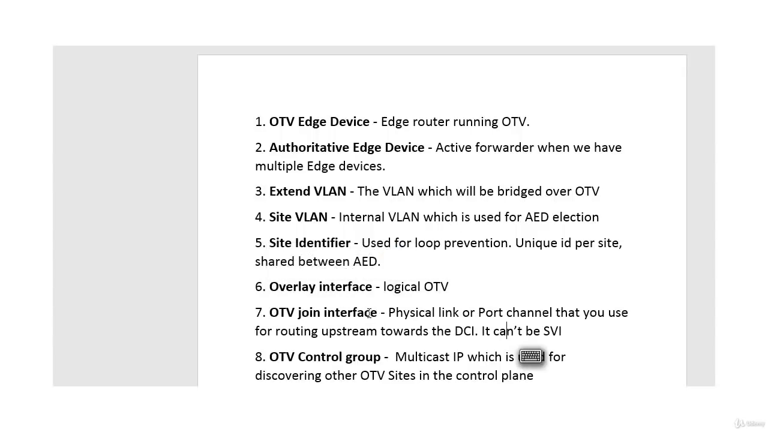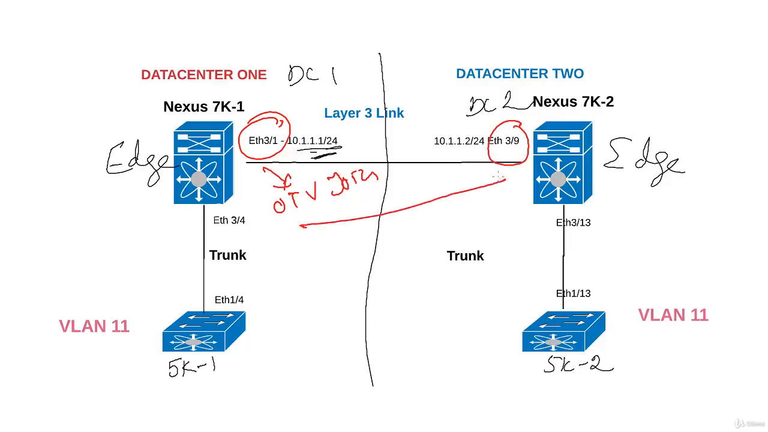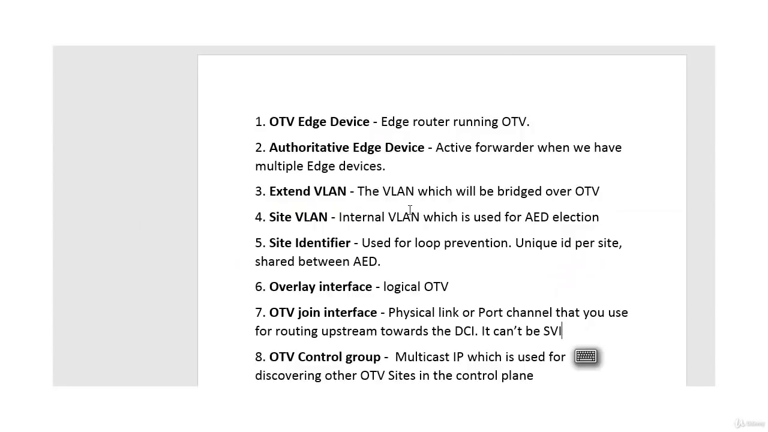OTV join interface. It is an interface where layer 3 is configured. Let me show you. This E31. One second, let me change this color. E31, this one is the join interface. OTV join interface. Similarly this one. All right, and there is a layer 3 between these two. These should be able to ping. You can have OSPF, EIGRP, BGP running, whatever, but I'm just using very simple end-to-end connected interfaces.